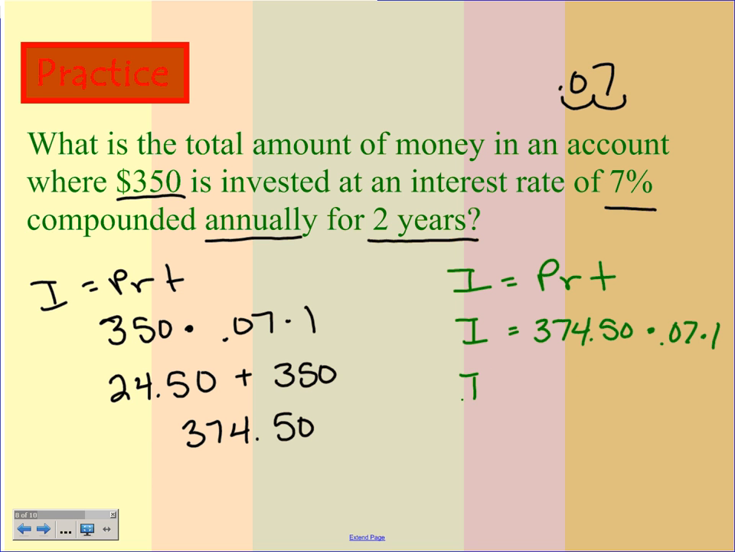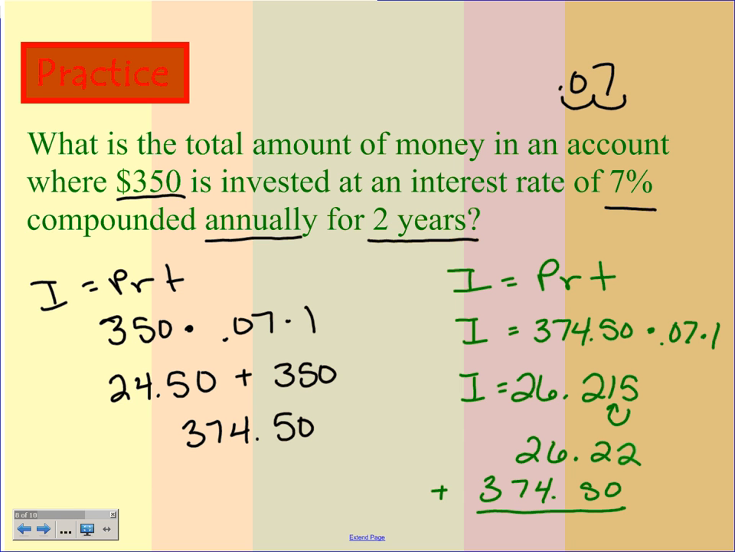We multiply that out and we get an answer on our calculator of 26.215. We are dealing with money, so we're going to take this 5 and use it to round the 1. So our interest is going to be $26.22. Add that onto the $374.50 that was in our account, and our new balance, so our final answer, is $400.72.